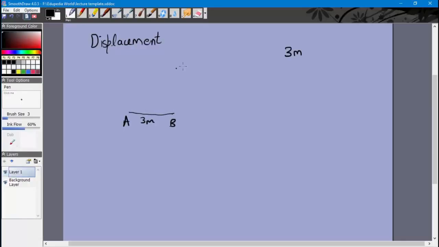So we have the point A and we have the point B, which is 3 meters away from A. Let's say we also have a point C, which is 4 meters away from B. So once I go from A to B, the total displacement is 3 meters. When I go from B to C, the total displacement is 4 meters. So let's take the other displacement, 4 meters. Well, what happens when you add them up?